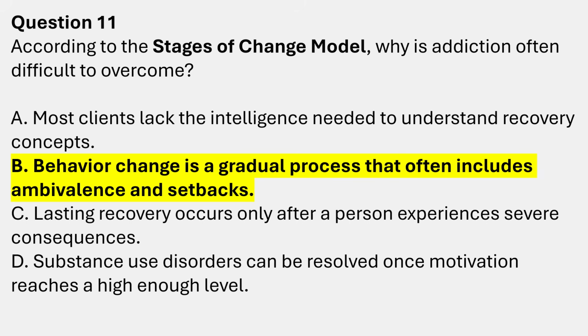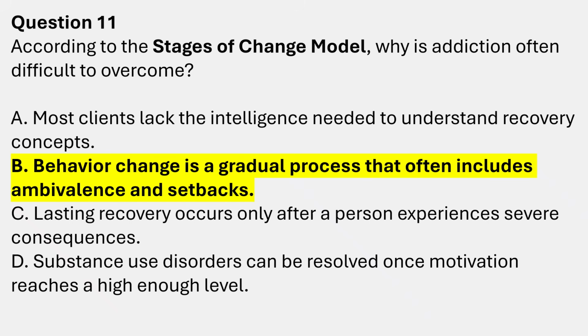The correct answer is B. Behavior change is a gradual process that often includes ambivalence and setbacks. B is correct because the model recognizes that change is rarely linear. Clients may move back and forth between stages, experience ambivalence, and encounter relapse before achieving lasting change.